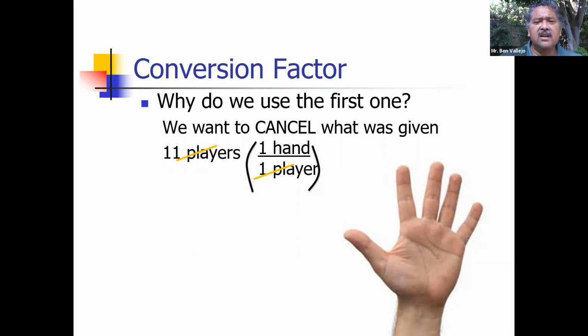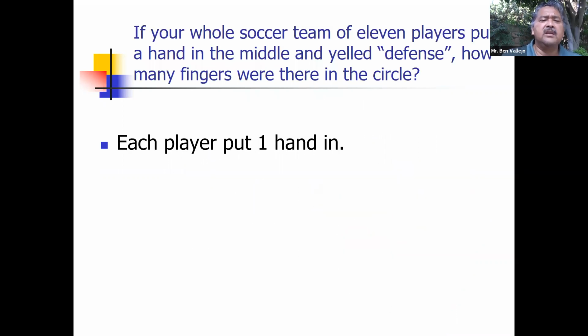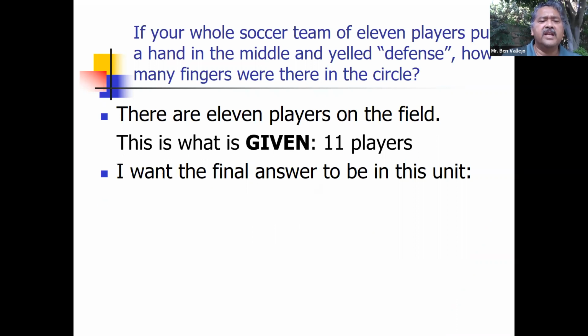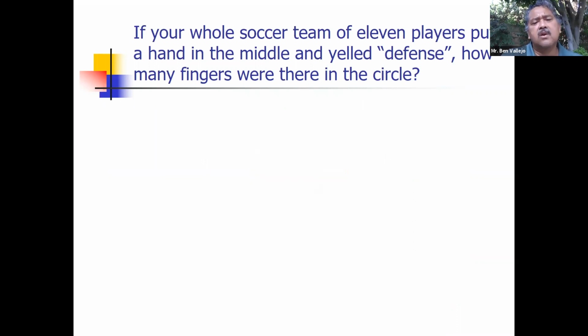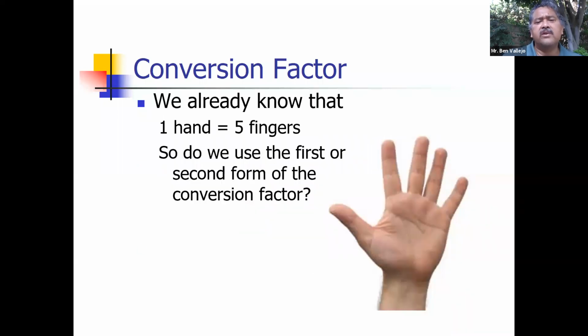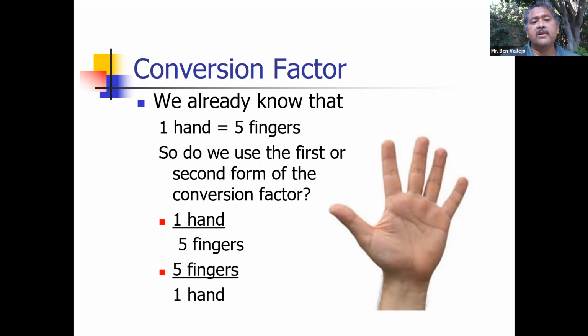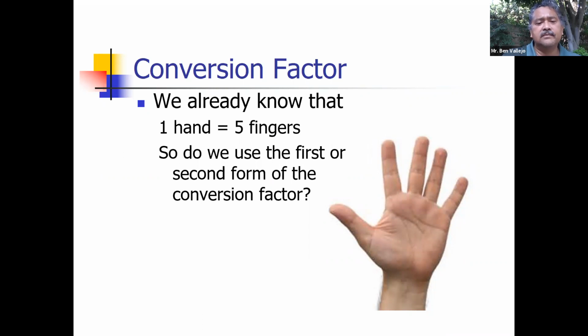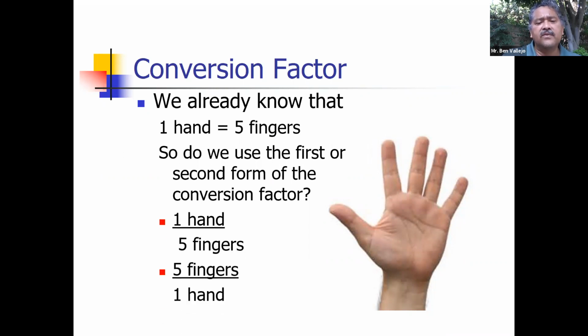So now we have hand. But if you remember, we want our answer in fingers. So I've got to keep going. So I have players canceled out. So what do I know about hands? And is there any relation to fingers? And there is. We know that one hand equals 5 fingers. So we can make another conversion factor that looks like this. One hand over 5 fingers. Or it might be 5 fingers over one hand.